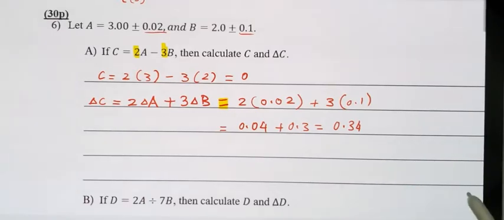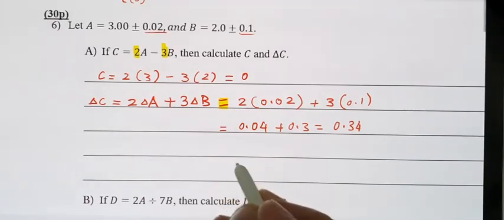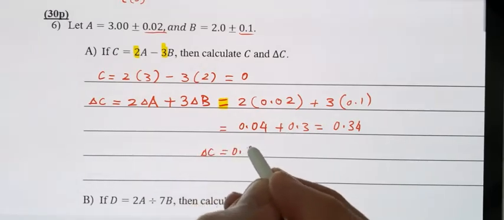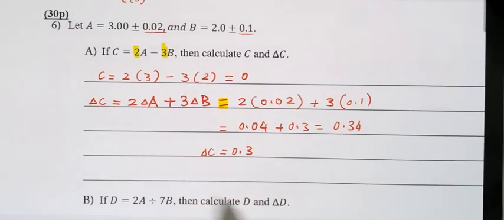Now we apply the rules. Error must be one significant digit. Error of C then is equal 0.7. Number has to match the error, so C is equal 0 plus or minus 0.7. It has to match the error, so it's 0.0.